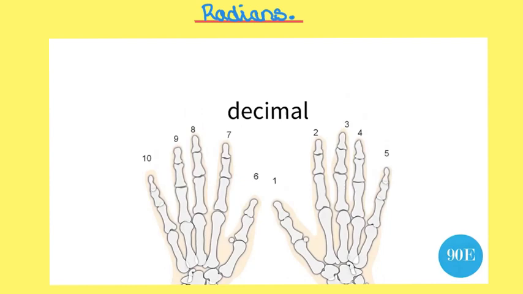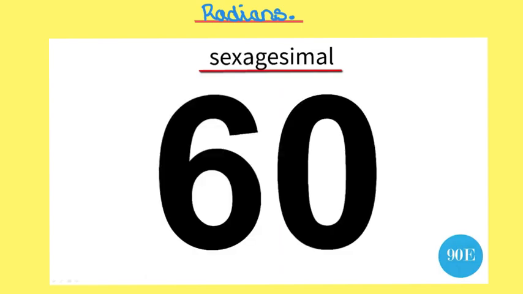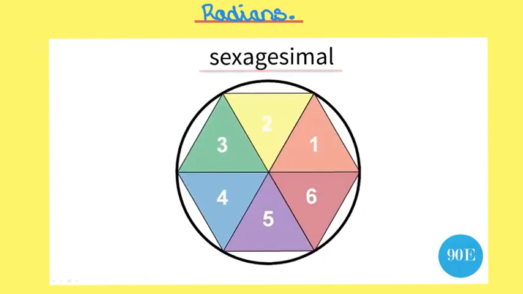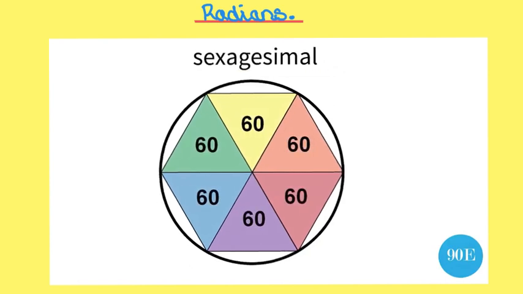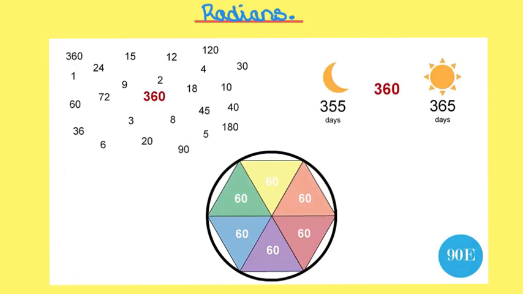But we haven't always used the decimal system. In fact, there was a time when we used a system called the sexagesimal system, which had a base of 60. So it's thought that each of these 6 triangles were arbitrarily given the value of 60. And if you can do some simple maths, 6 times 60 equals 360. So there you have it, 3 theories as to why there are 360 degrees in a circle.